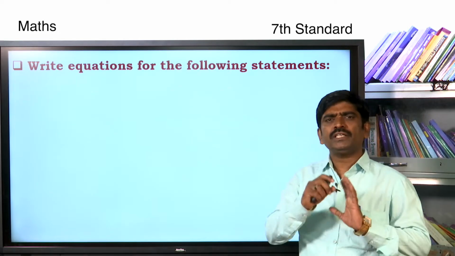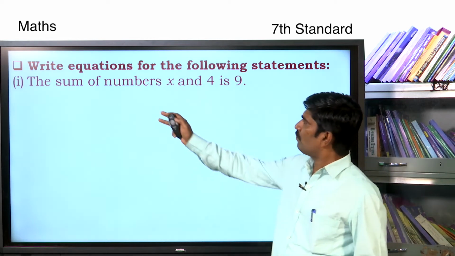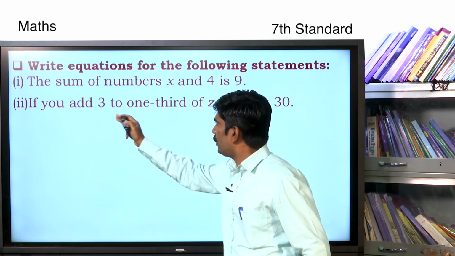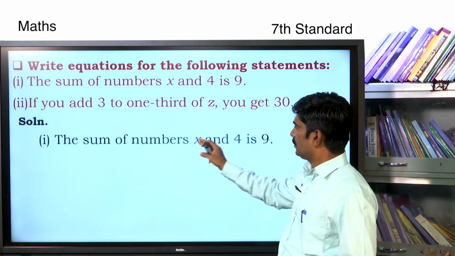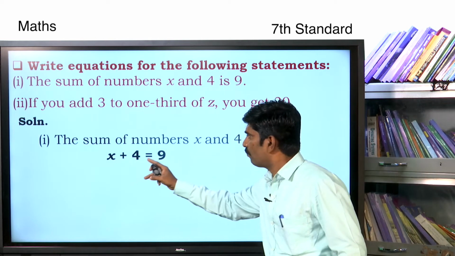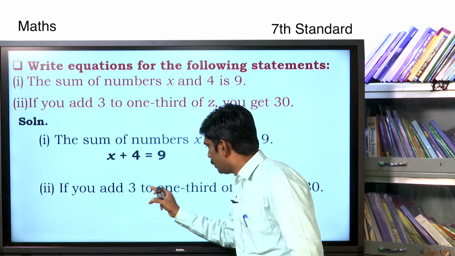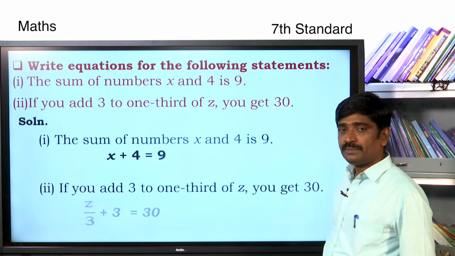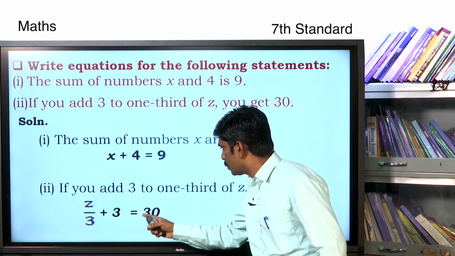Second question, write the equation for the following statements. First one, the sum of the numbers x and 4 is 9. Second one, if you add 3 to 1/3 of z, you will get 30. What is the answer? The sum of the numbers x and 4 is 9, that is x plus 4 is equal to 9. Very good. Second one, if you add 3 to 1/3 of z, then you will get 30. Then z by 3 plus 3 is equal to 30.